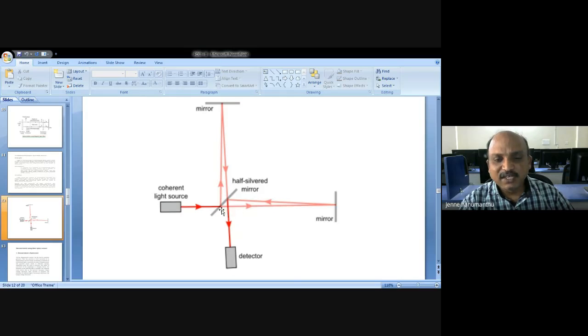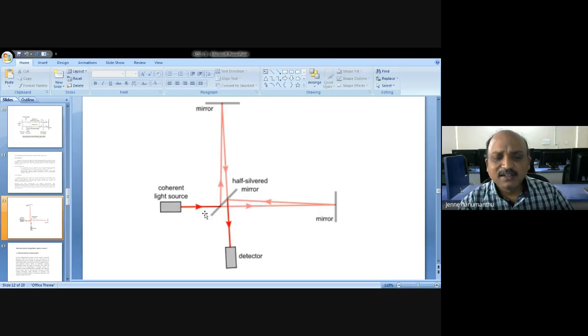Otherwise, if the path length difference is an odd multiple, that is 2n plus 1 into lambda by 2, you may get darkness. The dark fringes you may expect. There is a relation you can recall from engineering physics, right? What is the relation between the phase difference and path difference?